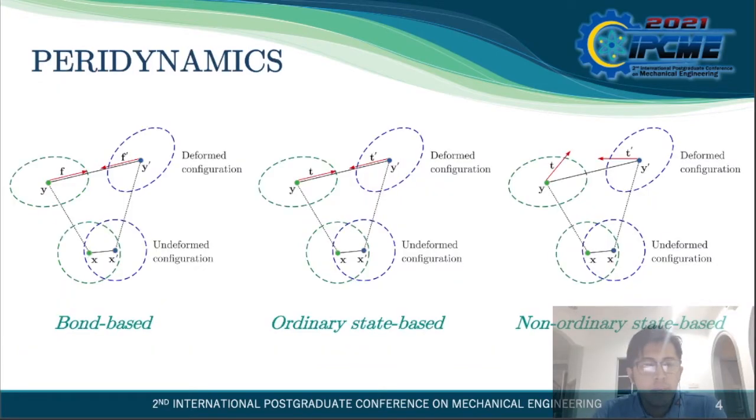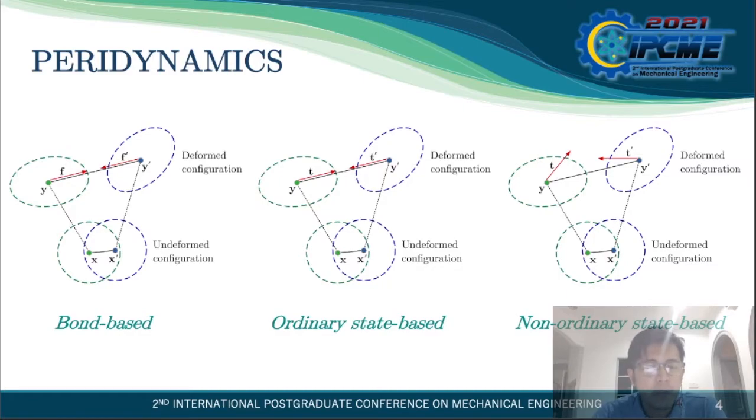Okay, in peridynamics, there are three kinds of peridynamics. The first one is bond-based peridynamics, or BBPD for short. The second one is ordinary state-based peridynamics, or OSB-PD. And the third one is non-ordinary state-based peridynamics, or NOSB-PD. What are the differences between these three kinds of peridynamics? Okay, let me go for the first one first, that is bond-based peridynamics.